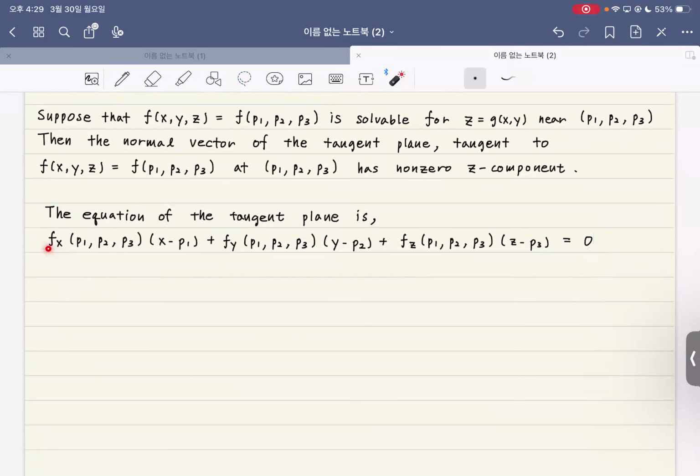So what is this? These are the normal directions, and p1, p2, p3 is the coordinate of the point where this tangent plane is passing through. This equation means the equation of the tangent plane tangent to this level set at this point. So this is how you're supposed to find the equation of the tangent plane. Okay, good. Now, I want to solve this equation for letter z.